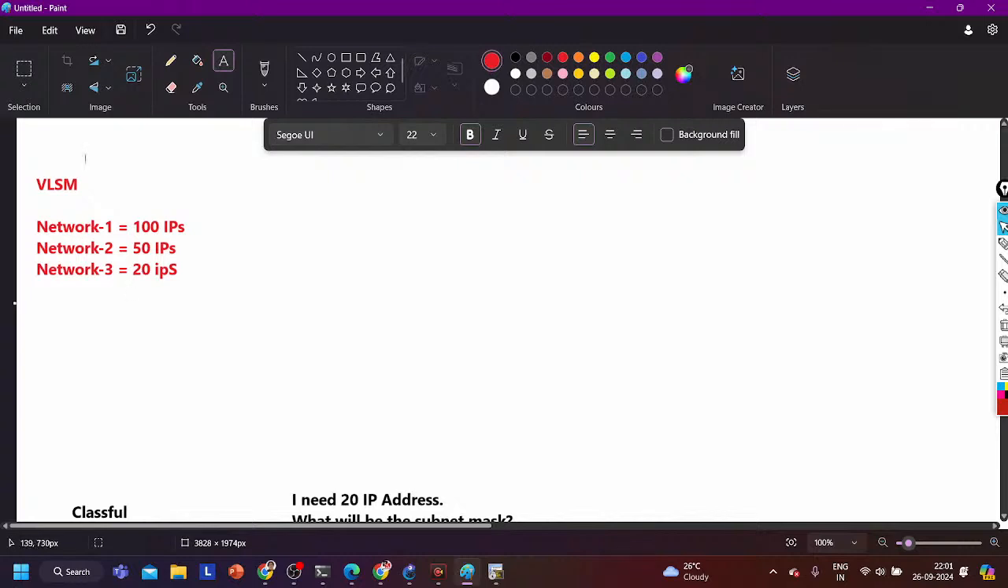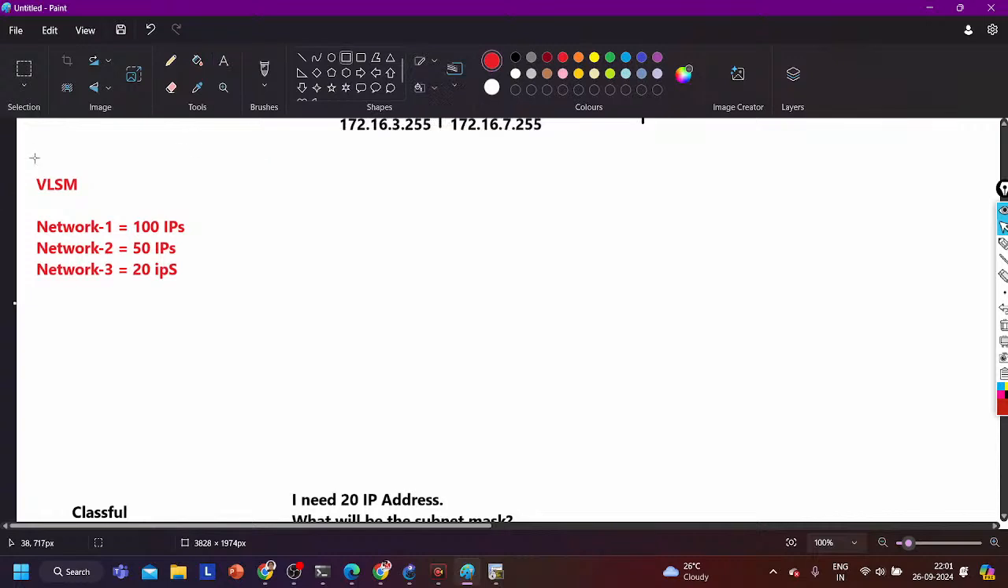So guys, if the length is variable, then we are going to perform VLSM. And for VLSM, first of all, you have to arrange your requirements in descending order, right? Where you need the maximum IP addresses, you will put that on top, right? So the maximum is in network 1. So I have put it on top, then 50, then 20. Now we'll perform subnetting for this network first. Then for this network, same FLSM. Then for this network, FLSM. How? Let me show you.